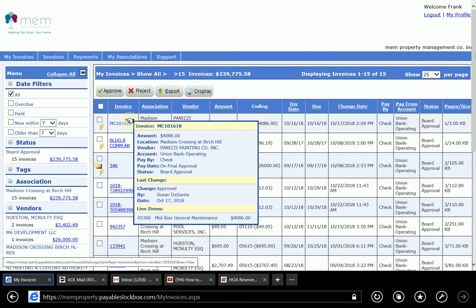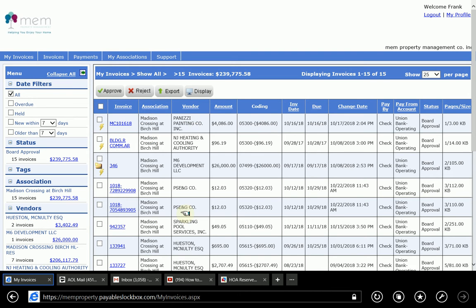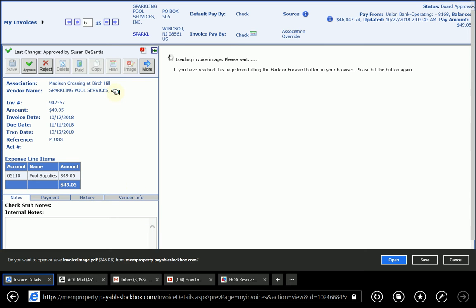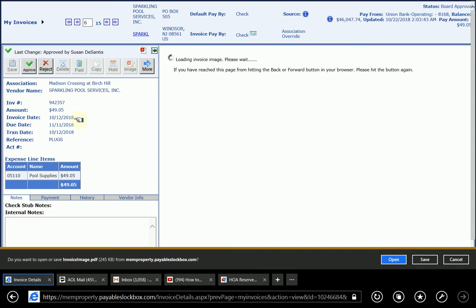I'd like to take a look at one or two of the invoices. Let's look down at the Sparkling Pool Services invoice for $49.05, invoice number 942357. Clicking on the invoice number, we see a screen which shows information on the invoice number, amount, various dates. The reference is that these were for plugs. This was charged to the pool supplies account.